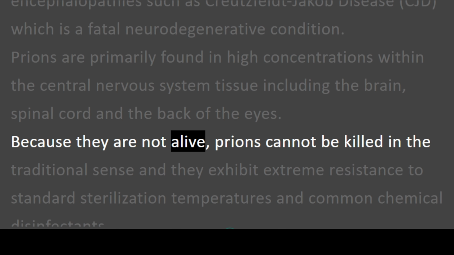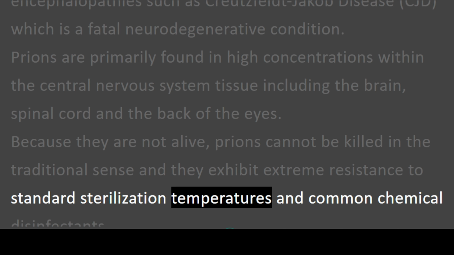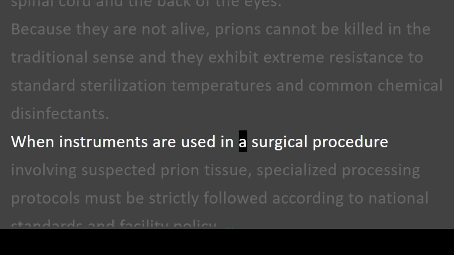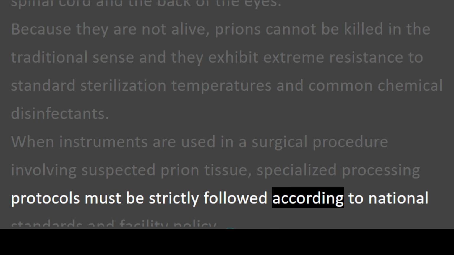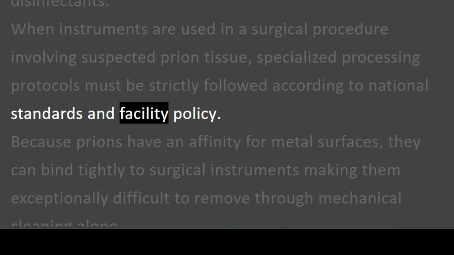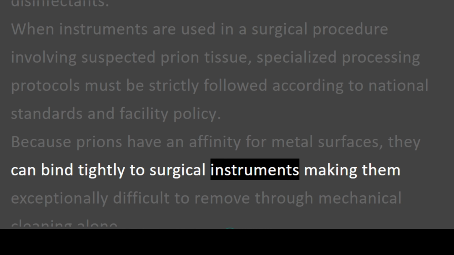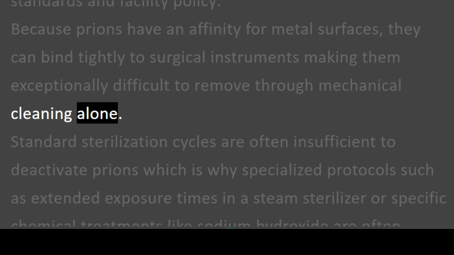Because they are not alive, prions cannot be killed in the traditional sense, and they exhibit extreme resistance to standard sterilization temperatures and common chemical disinfectants. When instruments are used in a surgical procedure involving suspected prion tissue, specialized processing protocols must be strictly followed according to national standards and facility policy. Because prions have an affinity for metal surfaces, they can bind tightly to surgical instruments, making them exceptionally difficult to remove through mechanical cleaning alone.